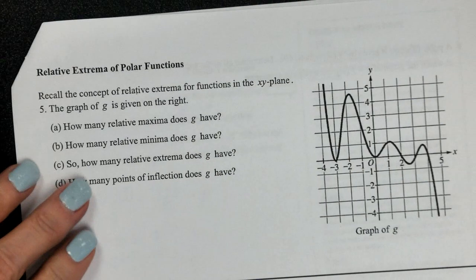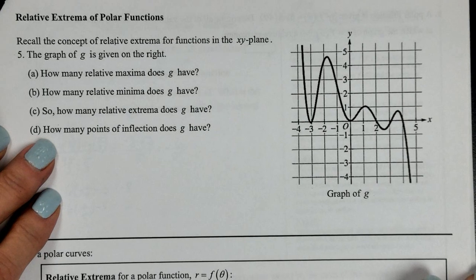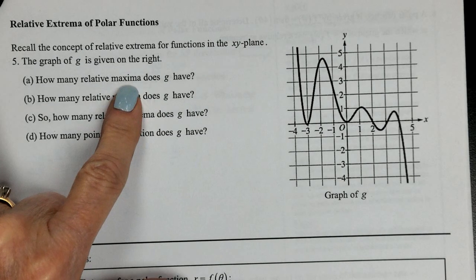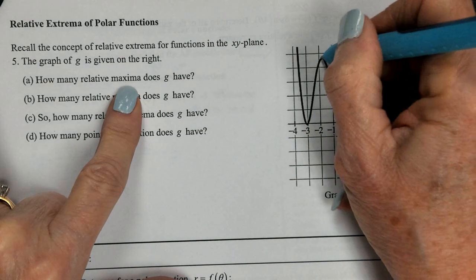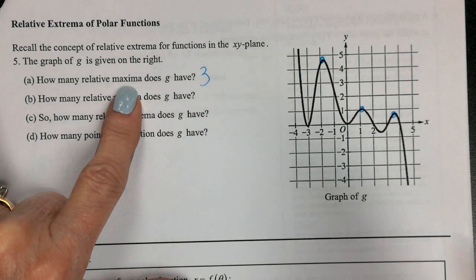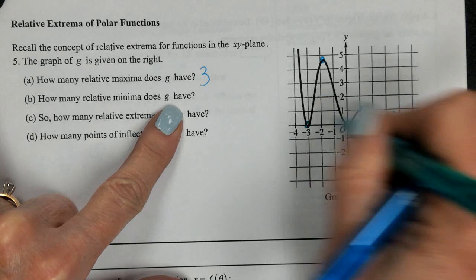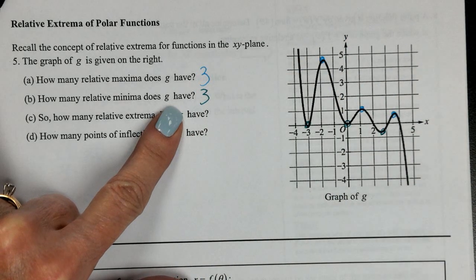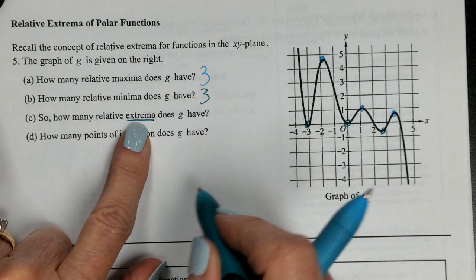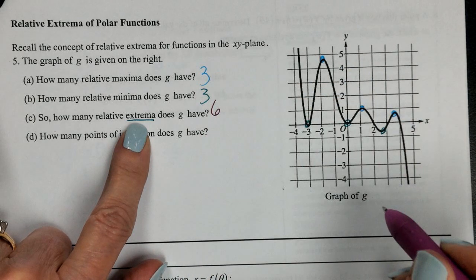Okay, on to something a little different. Relative extrema of polar functions. So relative extrema, let's think back to what we did in the past. How many relative maxes does this function have? A relative max are the high humps, so there are 3 of those. How many relative mins? Those are the low humps. So there are 3 of those. So how many relative extrema are there? Extrema means both mins and maxes. So there would be 6 of those, right?